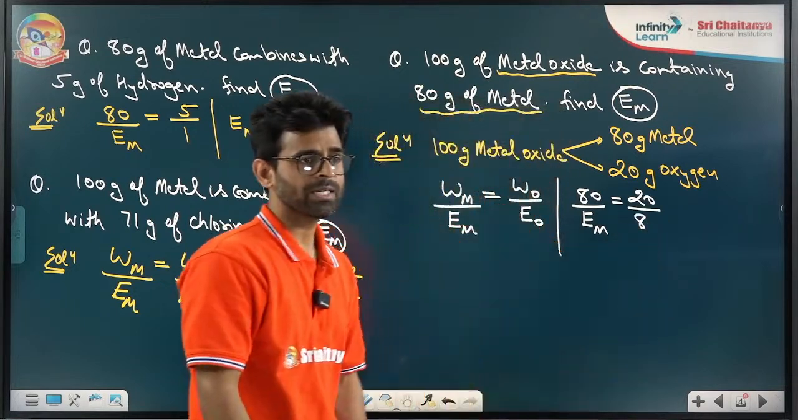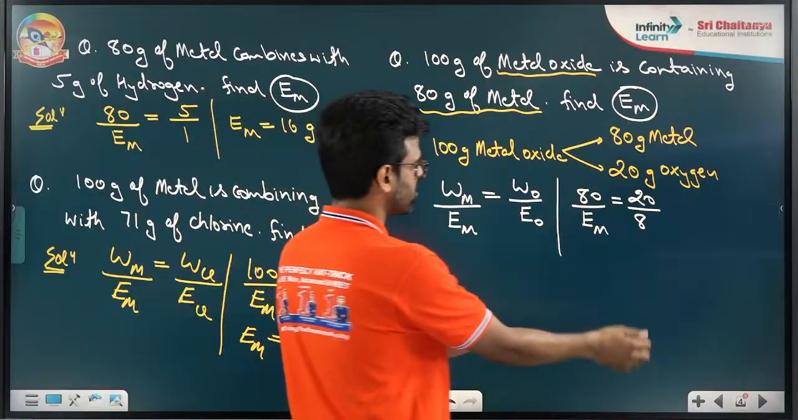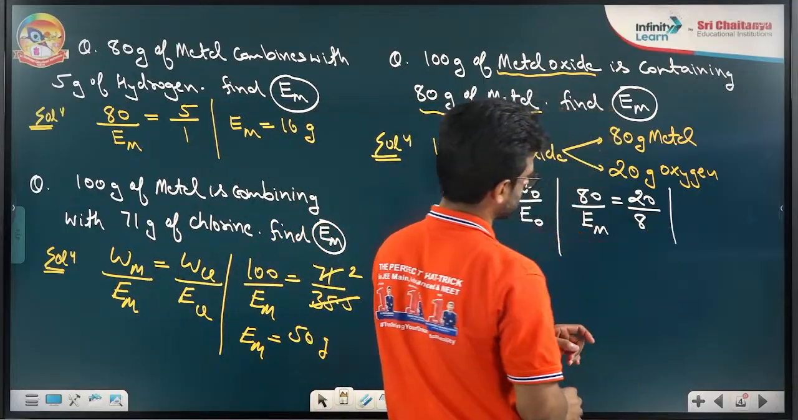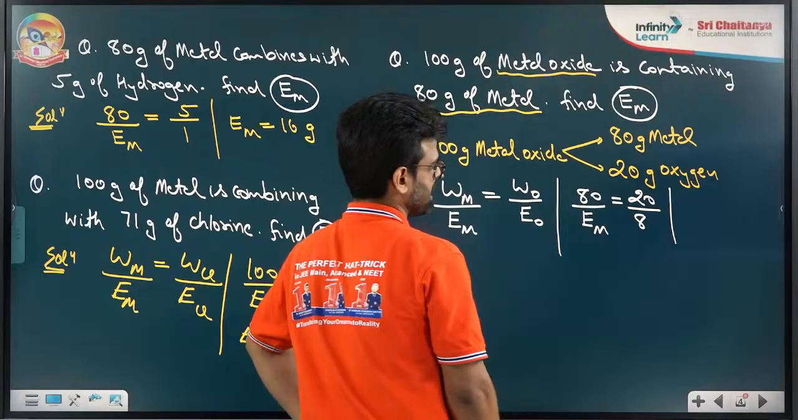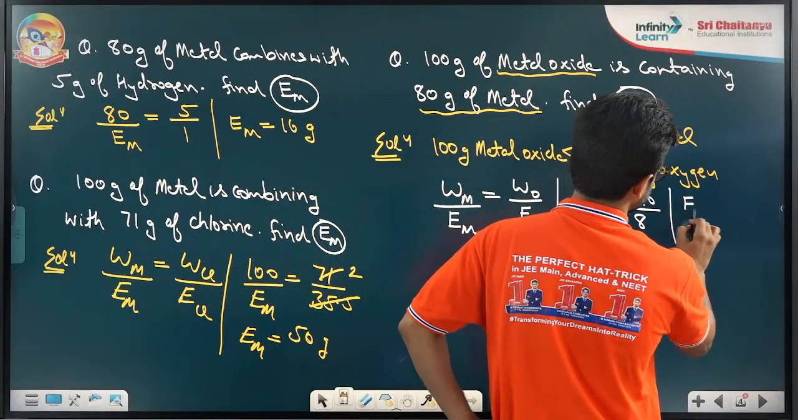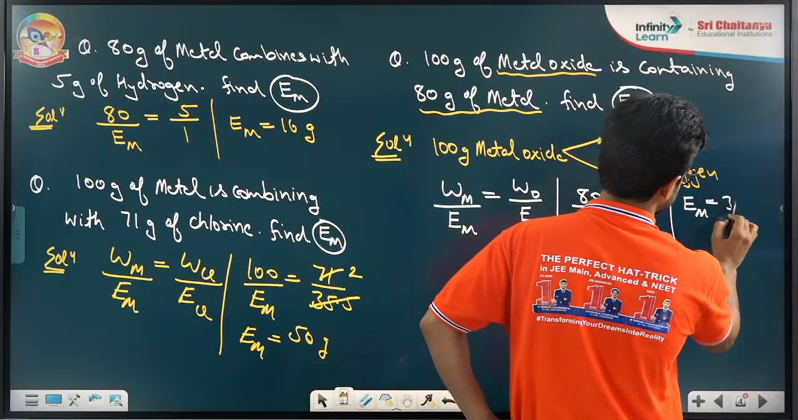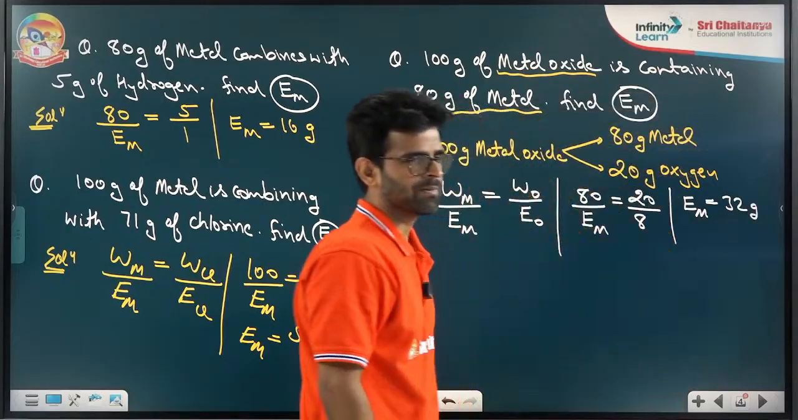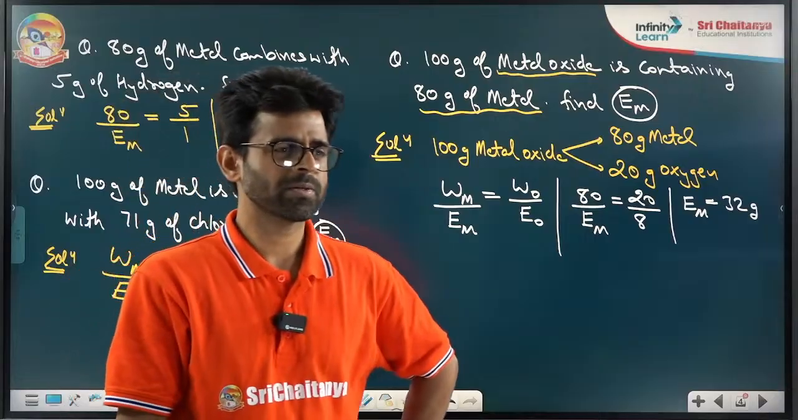8. Okay? If you solve this thing from here, what's coming? 32. Okay, fine. So EM is coming 32 gram. Fine. Good.